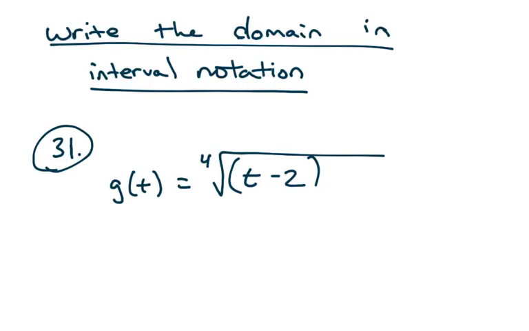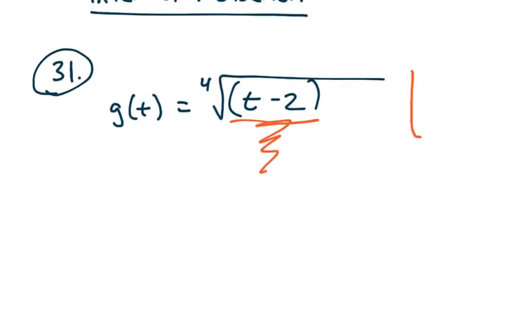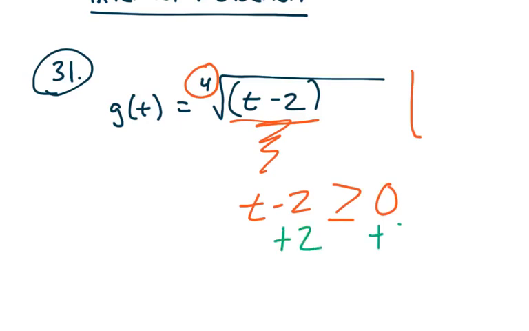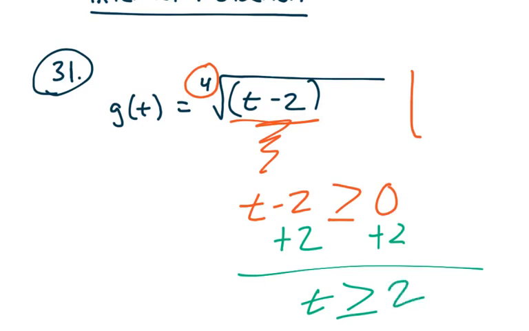Moving right along, we have domain. Now we know how to play with domain because we know the domain is what the expression cannot be equal to. So we know that if the index is even, we can't take the square root of a negative, so we'll simply say t minus 2 has to be greater than or equal to 0, because numbers at 0 or more are not negative. So we'll add 2 to both sides and arrive at t is greater than or equal to 2.